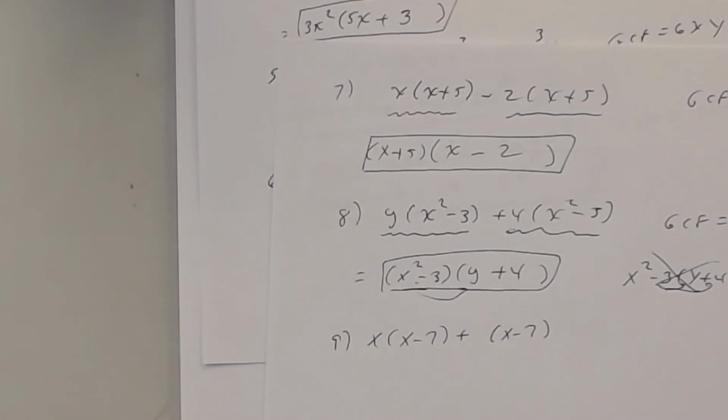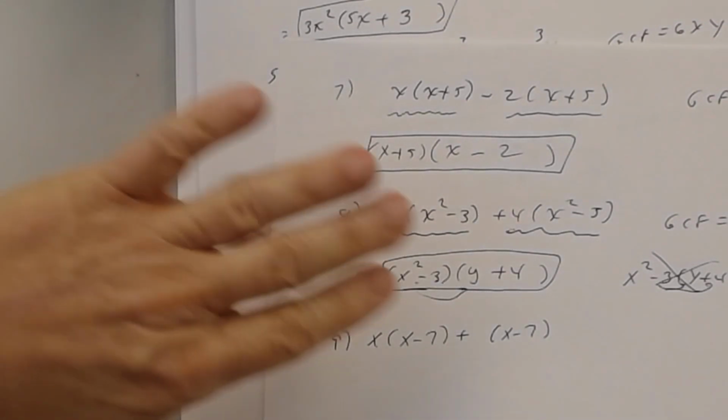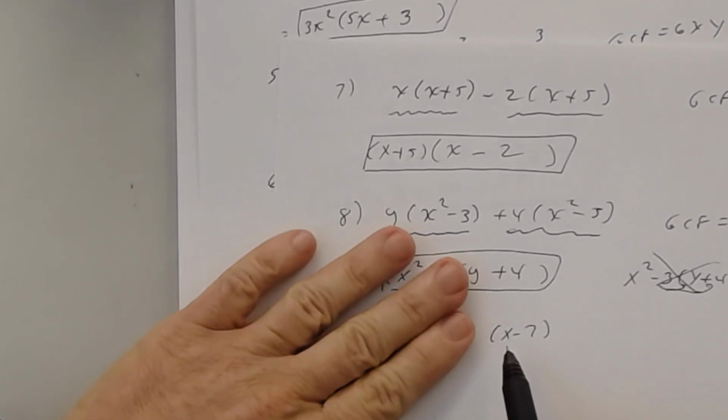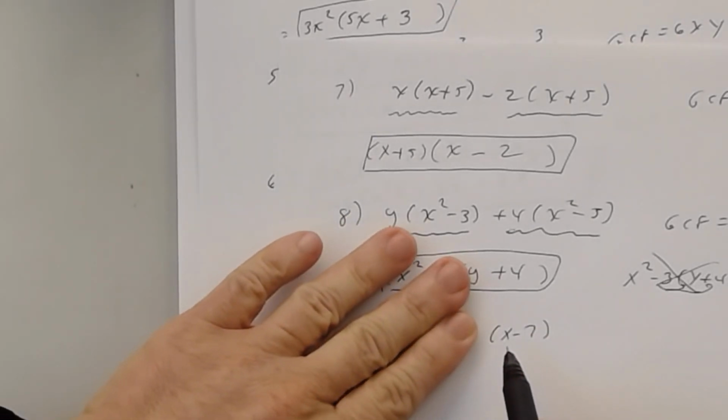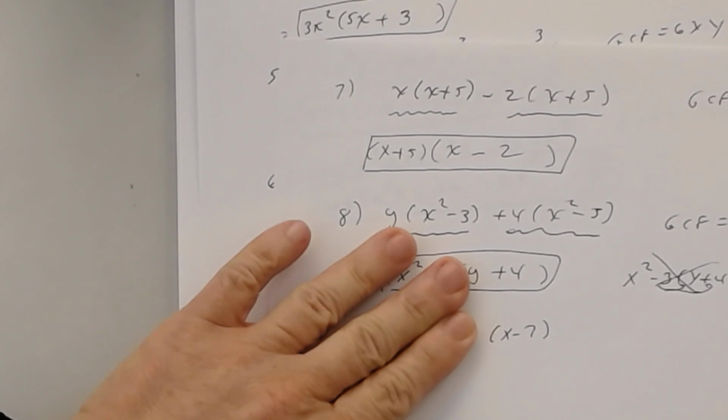Okay, so what are the factors you see in that first part? X is one of them. What's the other? X minus 7. All right, I agree with that. Over here, though, what's the only factor you see? X minus 7.